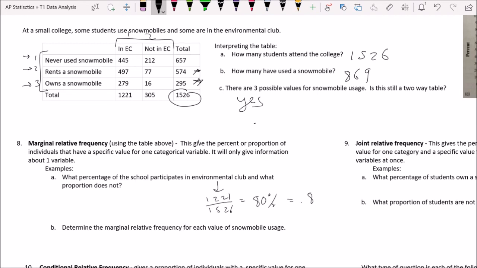Okay, and what proportion does not? That's going to be the other part. Well, if that's 80%, this has to be 20. Now, if you want to calculate it out, that's fine, the way I did right here. But you don't have to. You know they have to add up to 100% because you're either in environmental club or you're not.